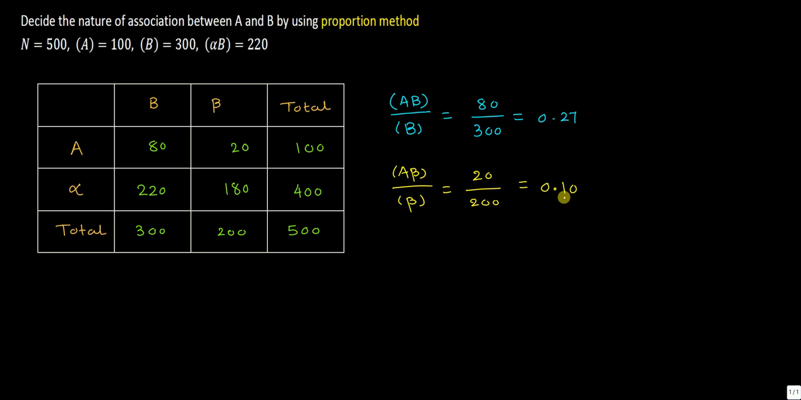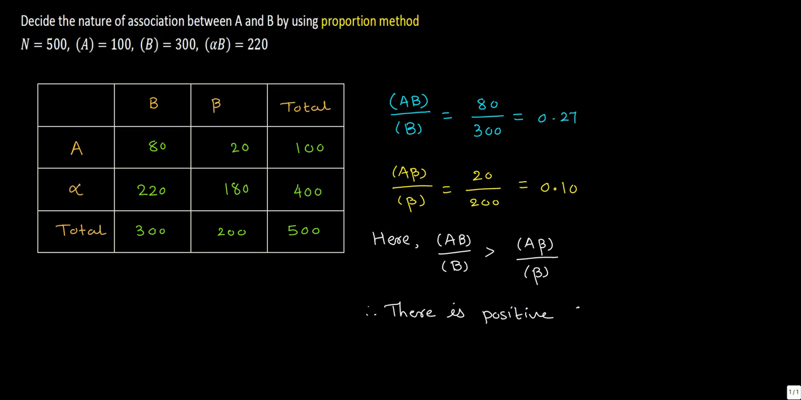AB upon B is greater than this value. So here we have to write our answer. Here AB upon B is greater than A beta upon beta. Hence, there is positive association between A and B.